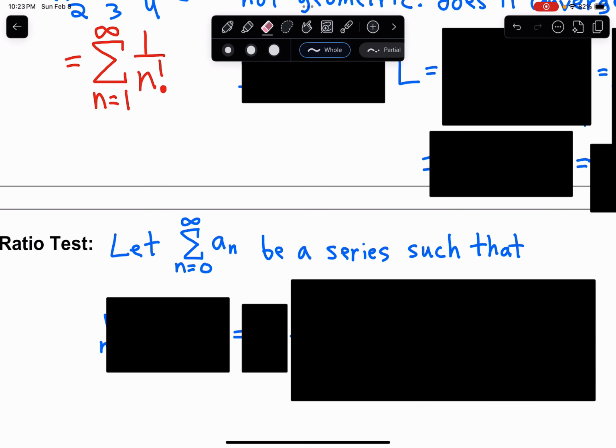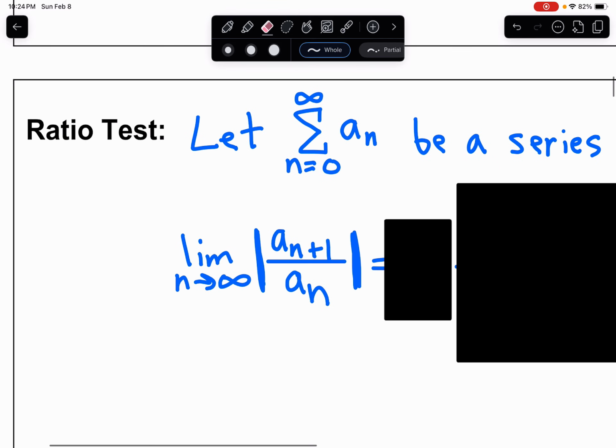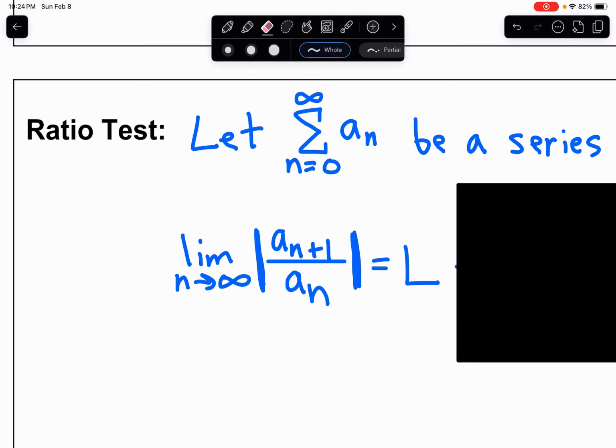The ratio test says: let the sum from 0 to infinity of all of the terms a sub n be a series such that, and here is what the ratio test says, it's called ratio, so we are going to divide. Basically, we're going to look at the ratio of the next term in this type of series to its previous term. If we do this for a geometric series, we would get r, because that's what common ratio tells us. But this is going to work for series that are not geometric as well. We're going to take the limit of this as n goes to infinity, and this is going to equal L, some limit that we don't know.